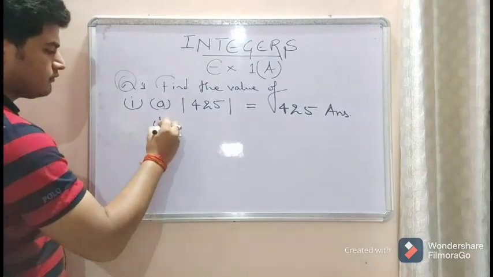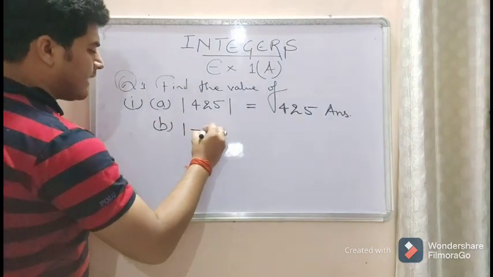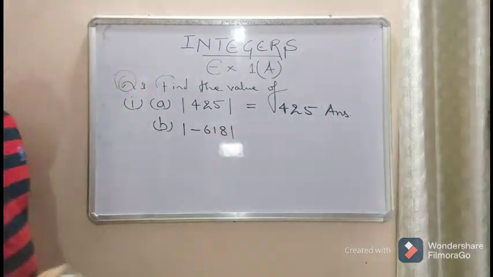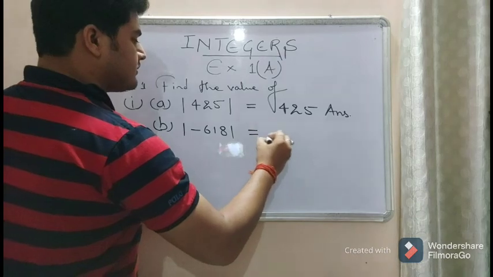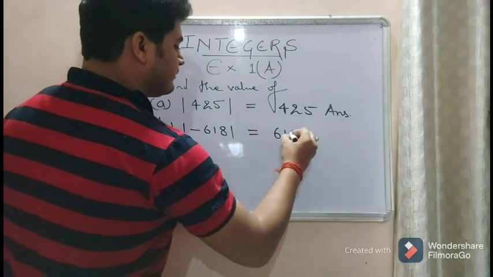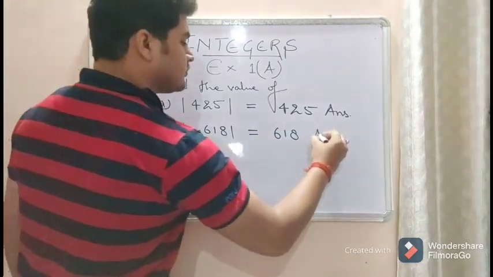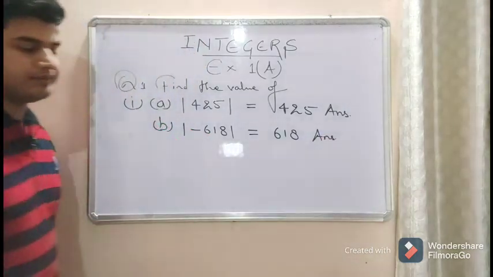B, mod of minus 618. So mod of this number will make it positive. The negative sign will be removed. So 618.